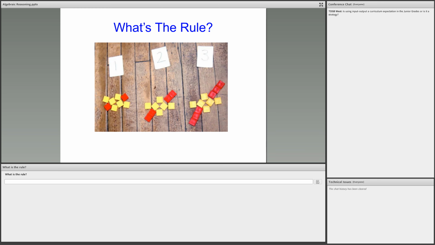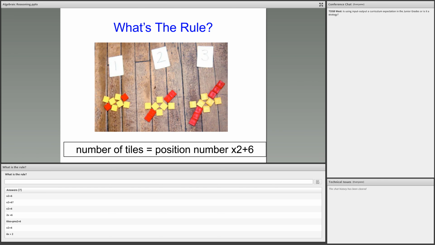Just trying to see everybody's answers here. Okay, so if we look at how the pattern is growing, this is also a really beautiful example of how creative the students become with this. If we look at this rule, we can see that the red part is growing. So we've got 1 group of 2, then 2 groups of 2, then 3 groups of 2. And then we've got that lovely central piece in yellow that doesn't change, and there's 6 tiles there. So this is times 2 plus 6.